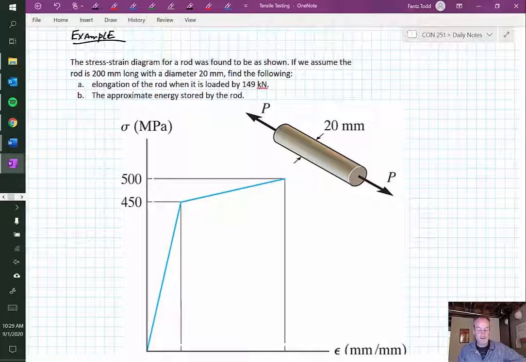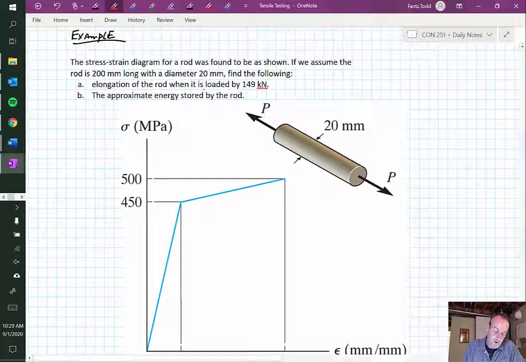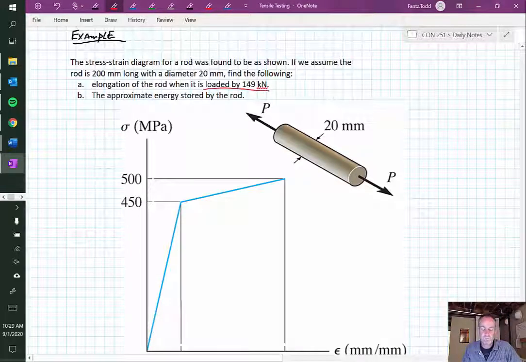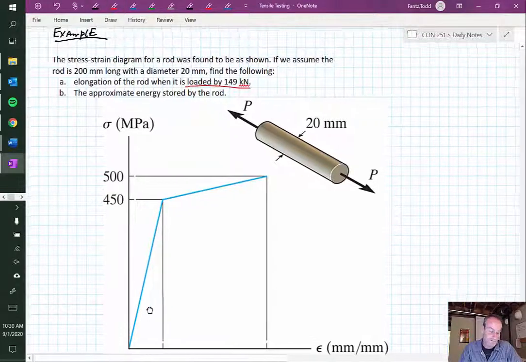Some key points here: you have to keep straight the difference between stress and force. If I look at the key words here, it's loaded by 149 kilonewtons. Well, kilonewtons isn't a stress, that's a force. But we said last time we can convert that.